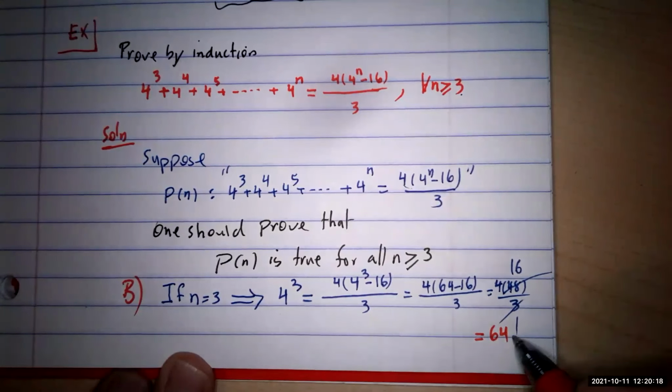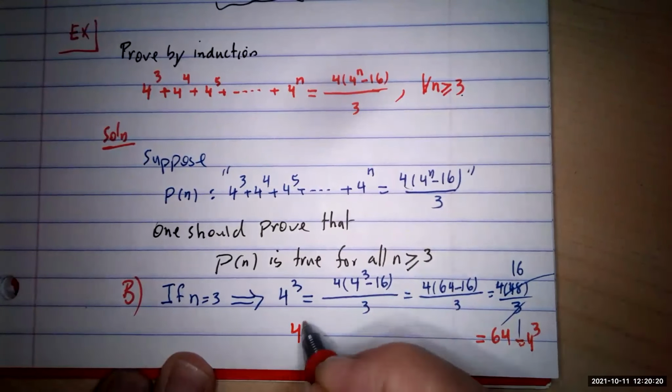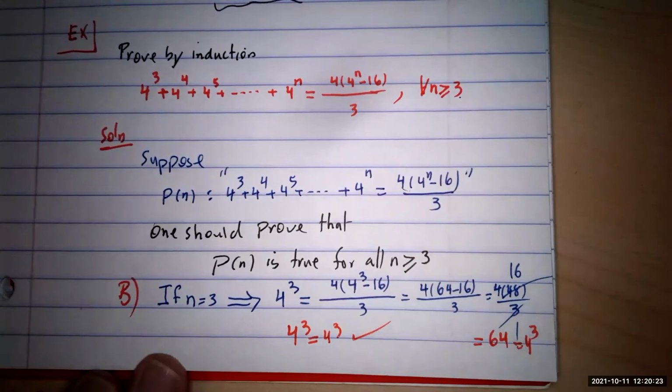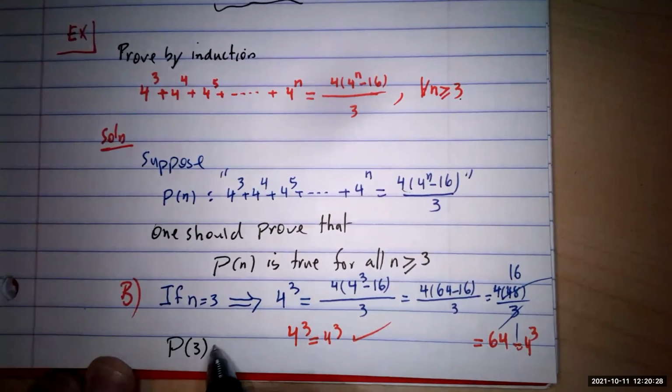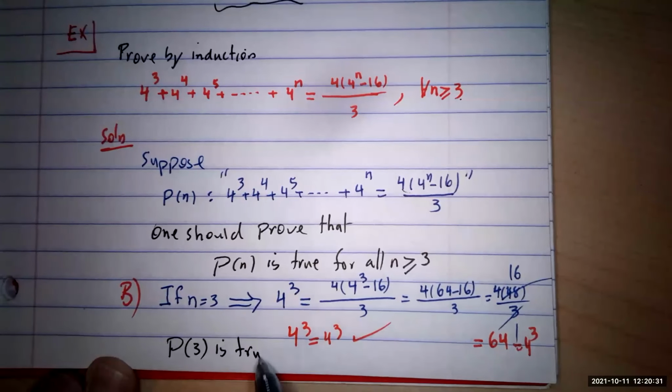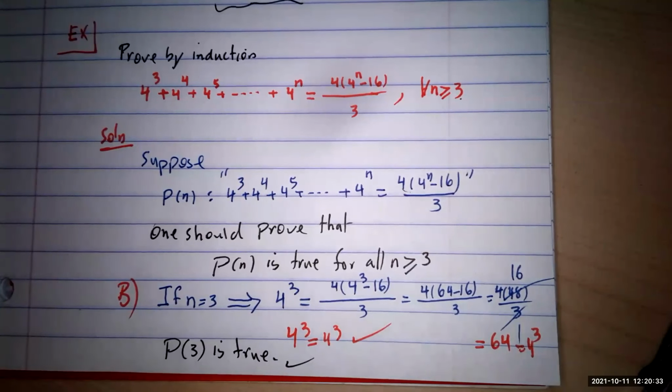Which is 4 cubed if you like. So 4 cubed equal to 4 cubed. And the conclusion is P3 is true. So you proved it for the basic step. Any question? So that's the way you do it for the basic step. You go to the identity, whatever you have, and you show that the statement is going to be true for your basic values. Okay, so that's the basic one.